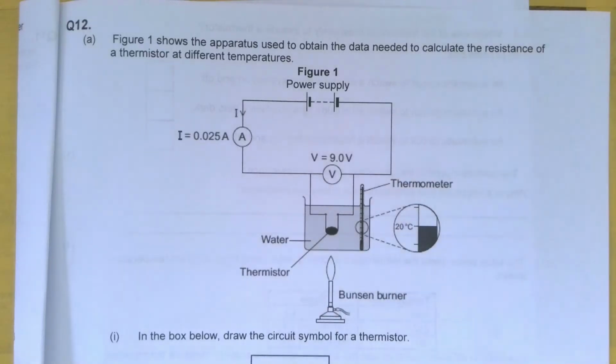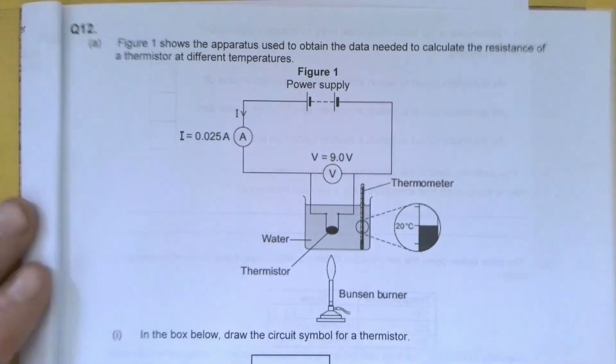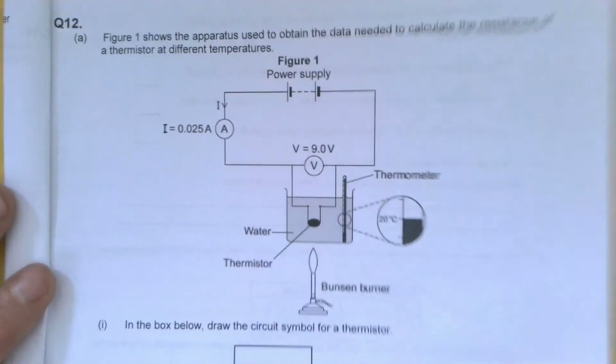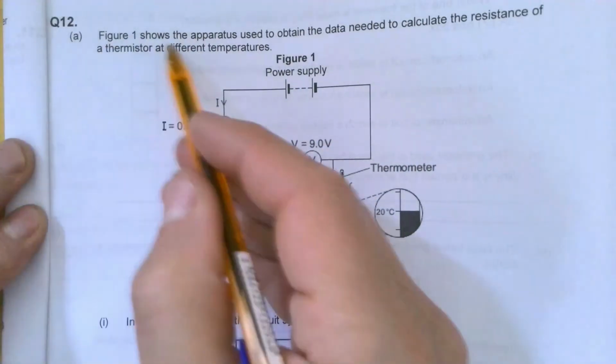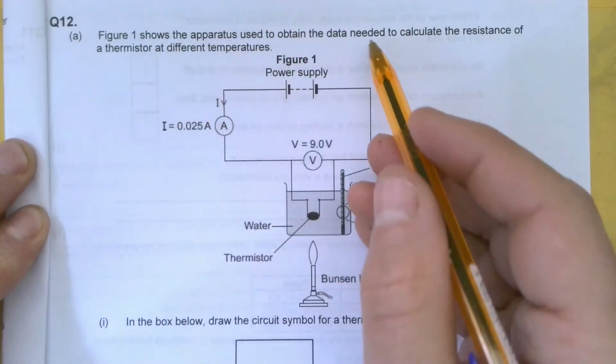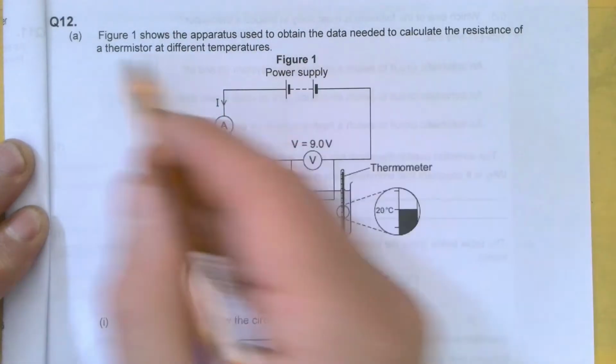Hello and welcome to this video going through one of the high demand electric circuits questions. We're looking at question 12, which is the last in the pack of questions provided. Figure 1 shows the apparatus used to obtain the data needed to calculate the resistance of a thermistor at different temperatures.